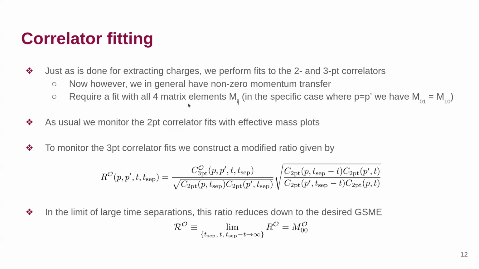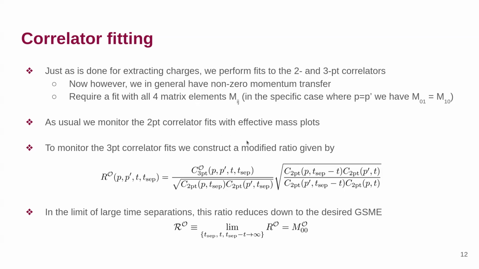But then, there are other things we do. Once we perform the fits, we construct effective mass plots and use those to monitor our 2-point correlator fits. We then also want to construct ratio plots to monitor our 3-point correlator fits.